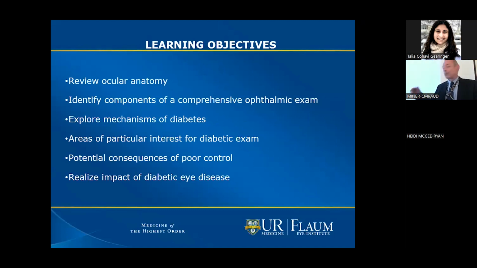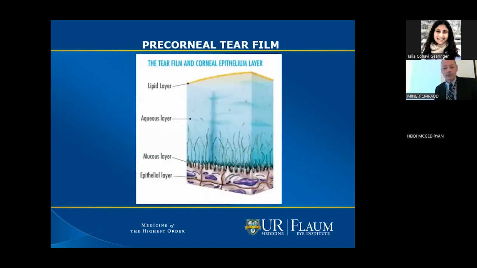But we'll spend some time reviewing the ocular anatomy, identifying components of what we do for a comprehensive exam, and looking at some of the mechanisms of diabetes and what impact they may have on patients' ophthalmic status. So we'll look both refractively as well as medically and health-wise. What are the consequences of poor control? What can happen to patients who don't take it seriously? And then look at the overall impact of diabetic disease.